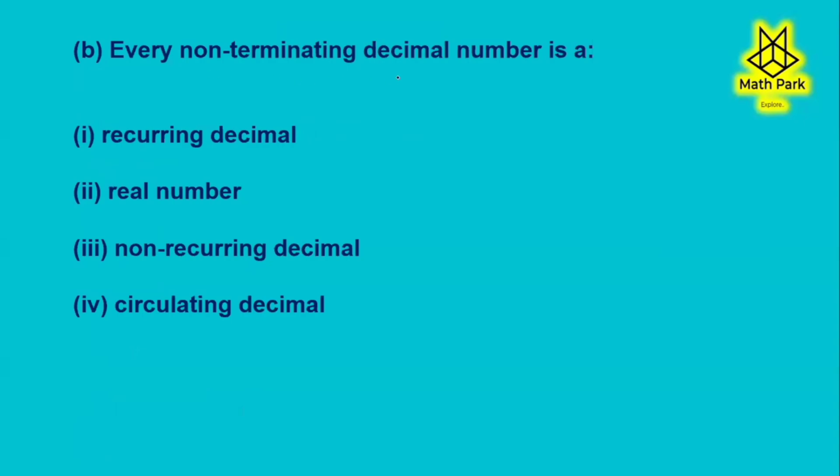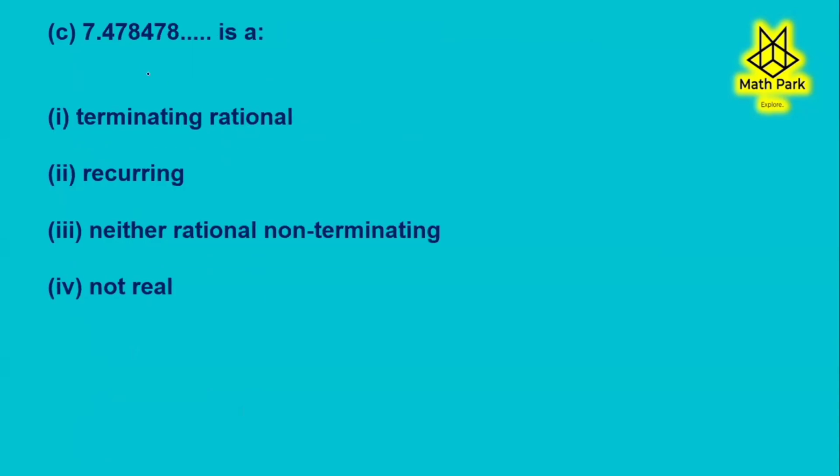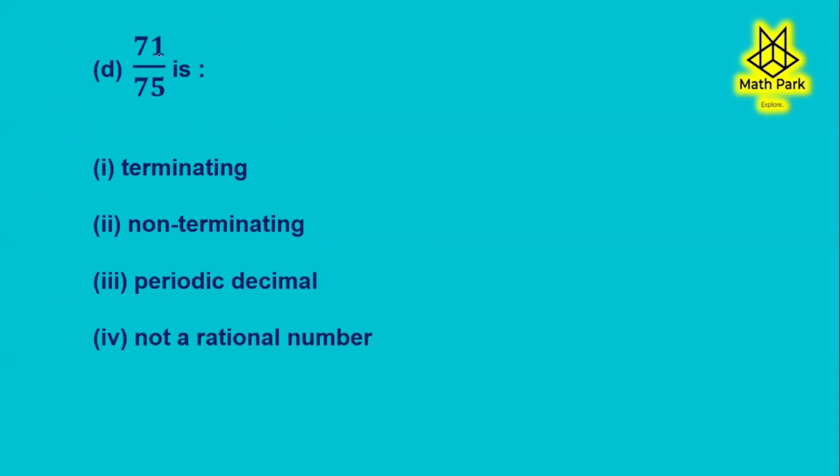Every non-terminating decimal number is a real number. Terminating decimal is a real number. 7.478478, so what is happening here? These digits are recurring. They are repeating. So this is a recurring decimal. Is 71 by 75 terminating, non-terminating, periodic or non-rational number?